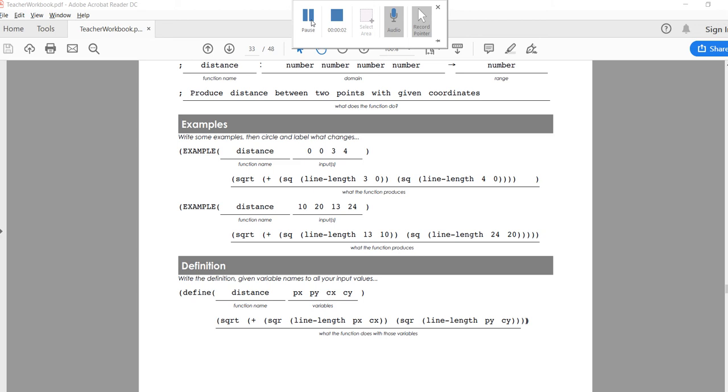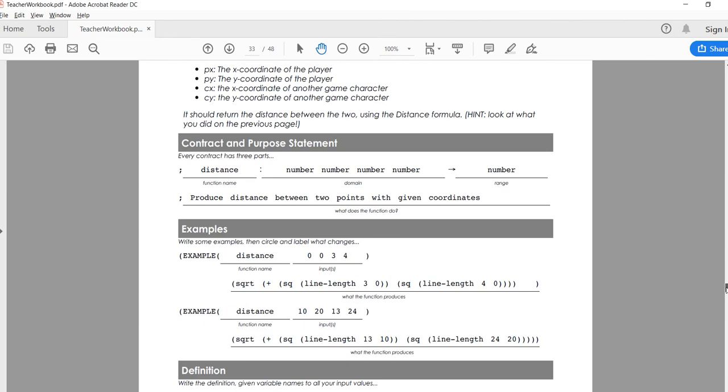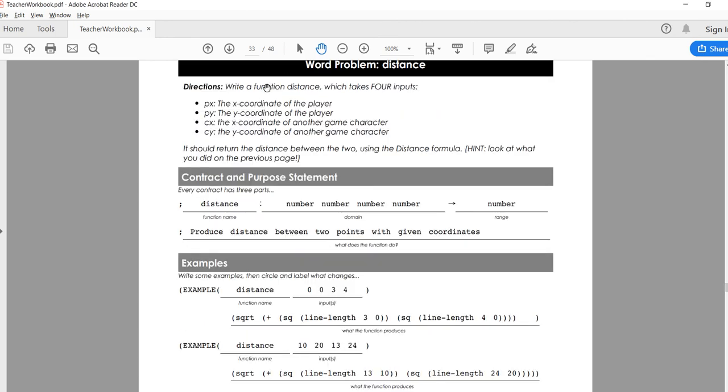Instead of having you trying to figure this out without me there, I'm going to have you look at my answer key, and I want you to walk through with me what each part of the examples are. As a reminder, this function is called distance, and it's going to take in 4 inputs: the x coordinate of the player, the y coordinate, and then the x and y coordinate of the other game character. It's going to output the distance between the two players.